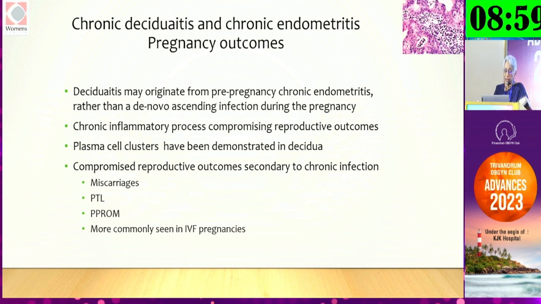So the deciduitis may originate in a pre-pregnancy chronic endometritis rather than a de novo ascending infection during a pregnancy, when it happens in a pregnancy. Again, we've all come across situations where a normal pregnancy, as we call it, not even a reproductive medicine or an IVF pregnancy, 24 weeks, everything has been okay. 20 weeks, ultrasound has been okay.